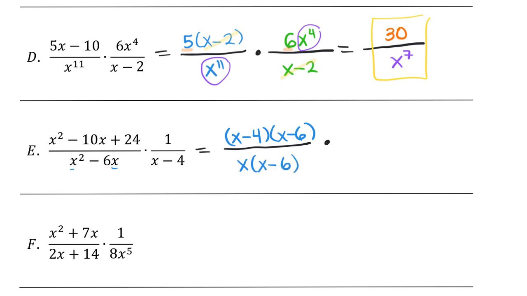Okay, next fraction. The top just has a 1. That's fine. The bottom has an x minus 4, which has no coefficient that's not 1, and no squared. Okay, what do we cancel? The x minus 4 with the x minus 4, and the x minus 6 with the x minus 6. So we are left with a 1 in the numerator and an x in the denominator.